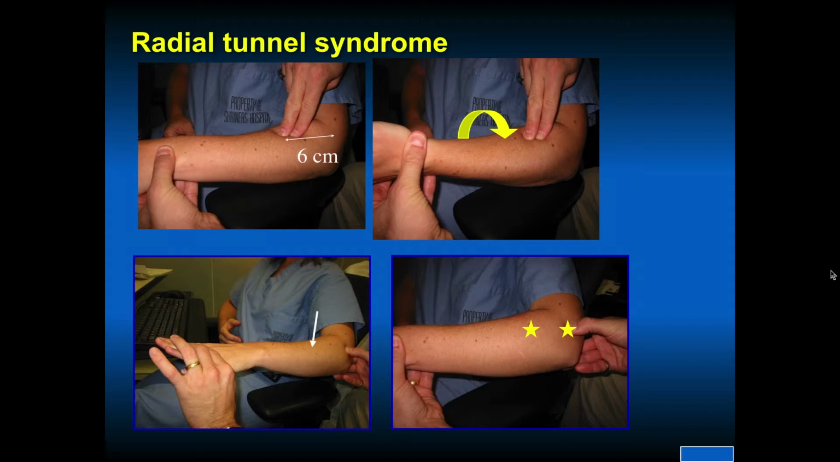So think about radial tunnel syndrome or a nerve problem if the pain is a little distal and it's more related to fatigue, but still it would be repetitive supination type activity similar to lateral humeral epicondylitis or tennis elbow.